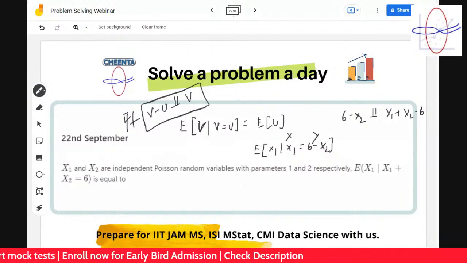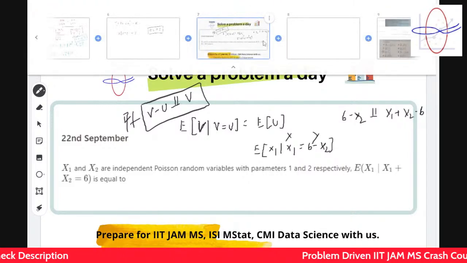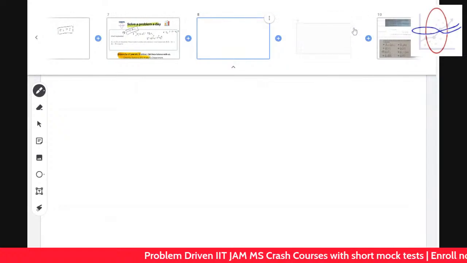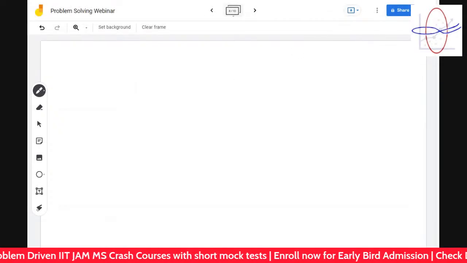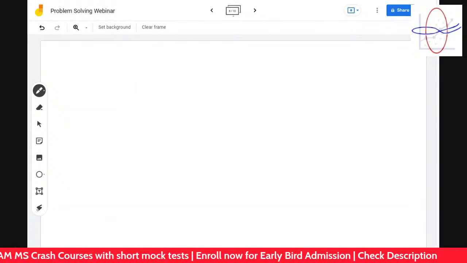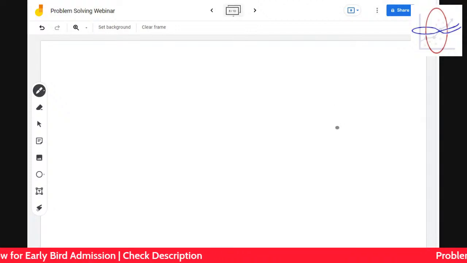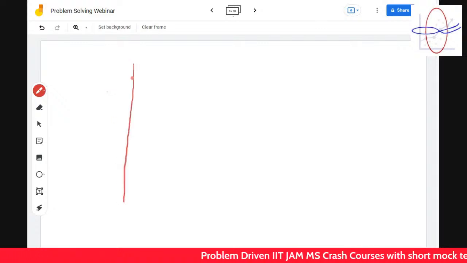Oh, okay, yeah. So this is a very famous result, okay? Poisson given Poisson. When I learned this, I sort of learned the usefulness of this result when I was learning the categorical data analysis course in ISI MStat first year. There, this result was very useful because conditionality was the heart of categorical data analysis.